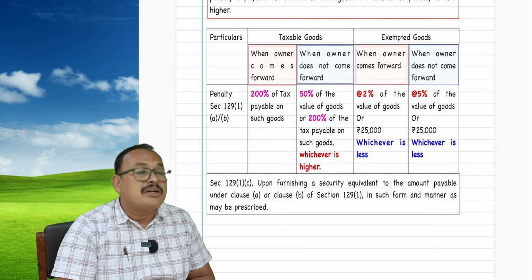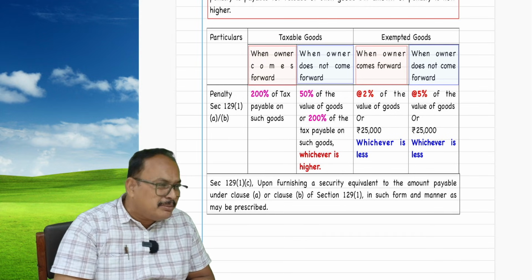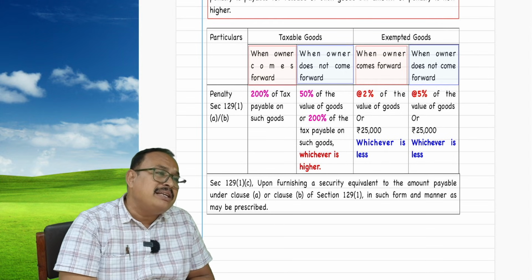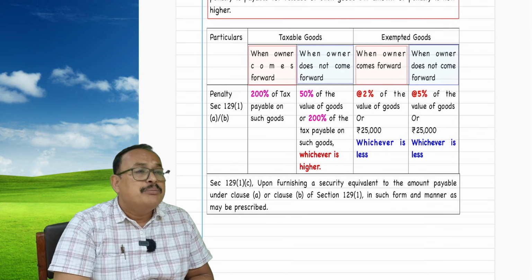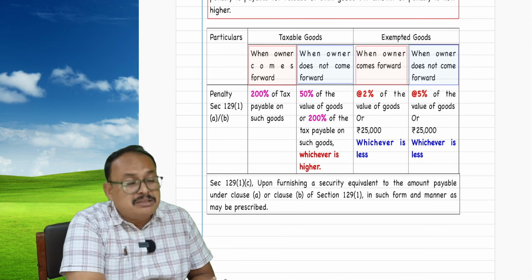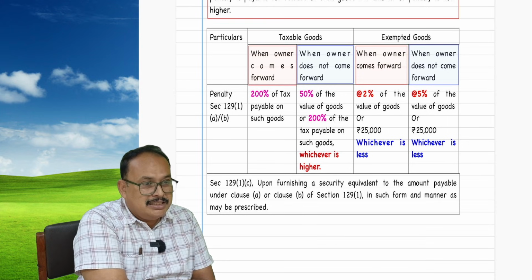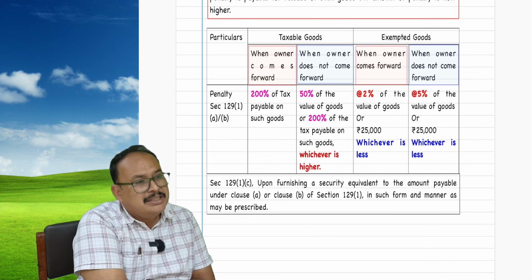In the case of the owner not coming forward, the department declares some other person as a deemed owner. On the deemed owner, the penalty in the case of exempted goods under 129 is equal to 5% of the value of the goods or rupees 25,000, whichever is less, as per CGST, and equivalent as per the SGST.